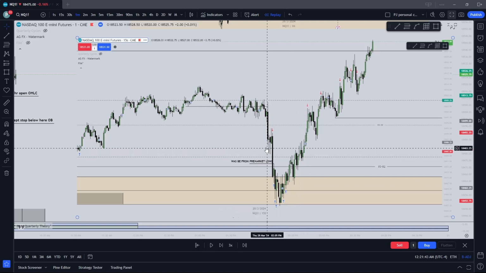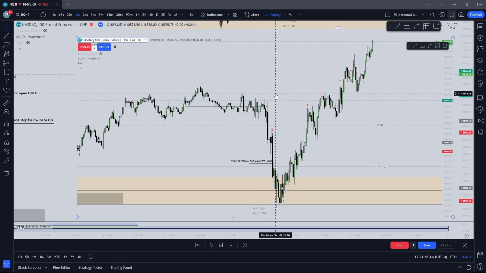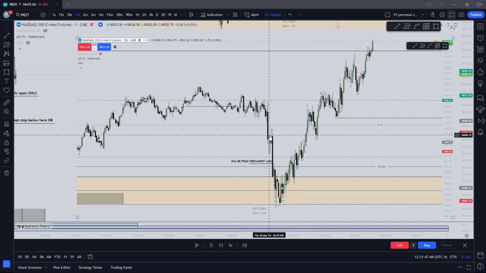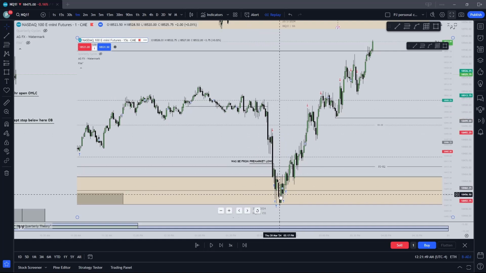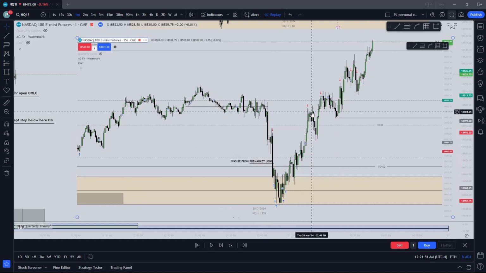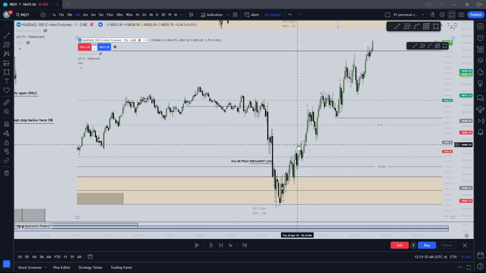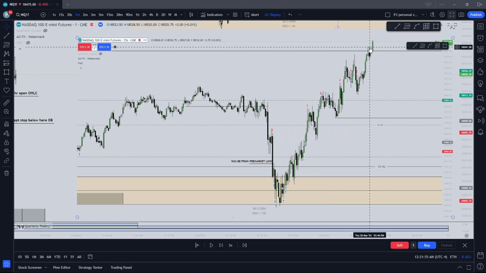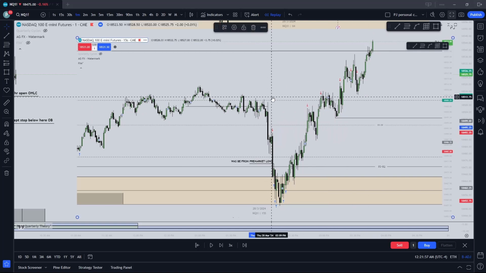So after we form this Judas, you can kind of see a small market maker model, right? Accumulation, accumulation, right into your smart money reversal, right? Breaker, right? Return to the order block. Keep going higher.